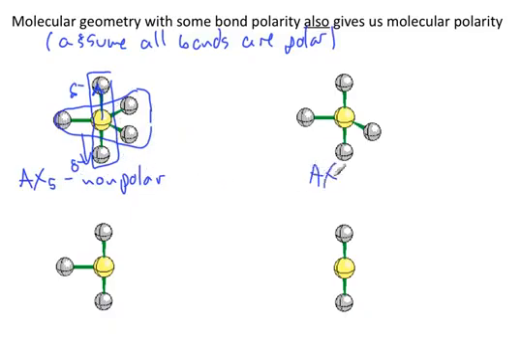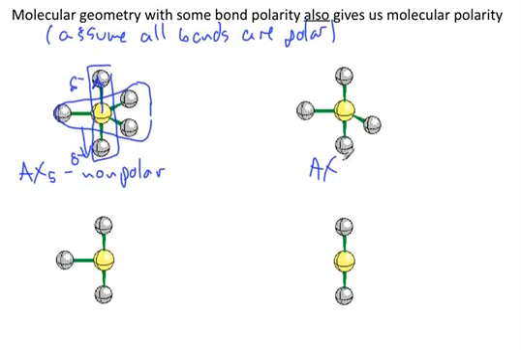Well, that's going to change as soon as we remove one of those bonded atoms and add a lone pair. So now I have an AX4E orientation. Remember, this is now a lone pair. And so that is a seesaw orientation.